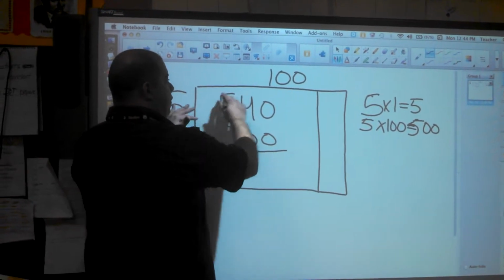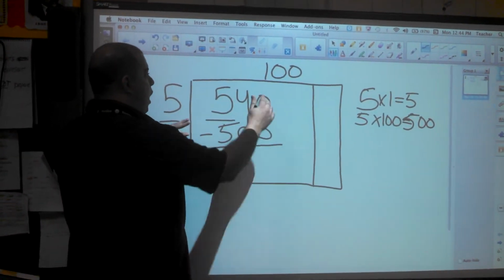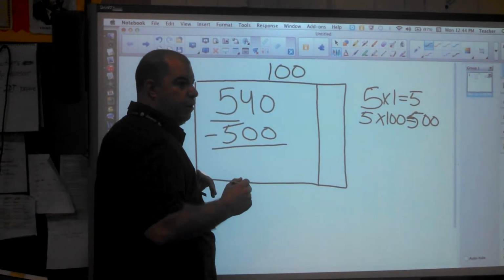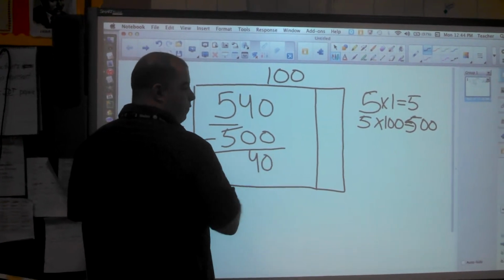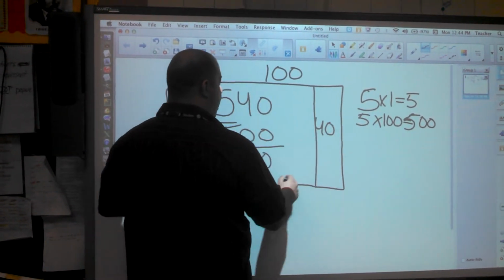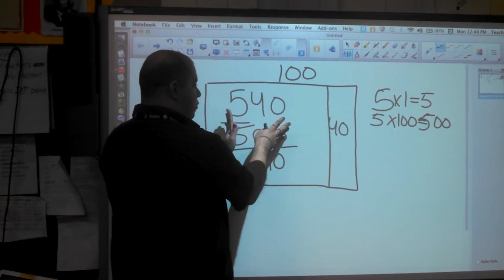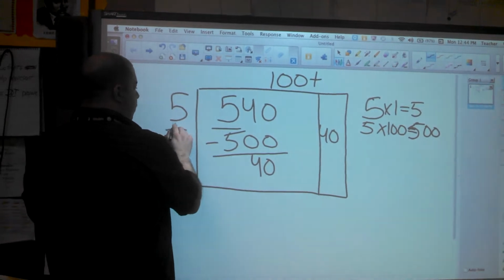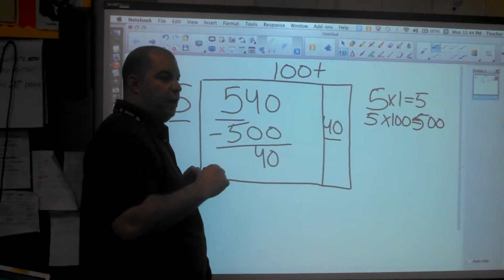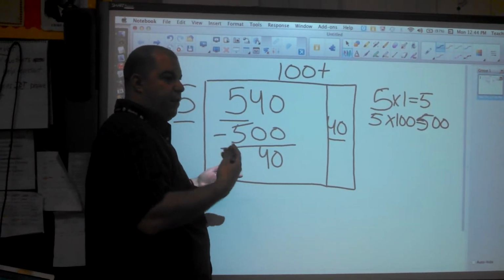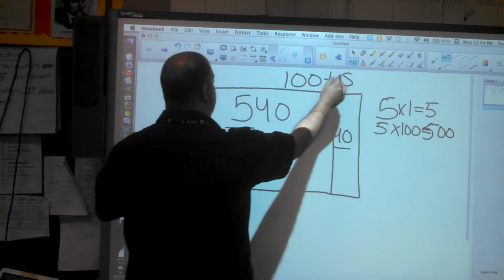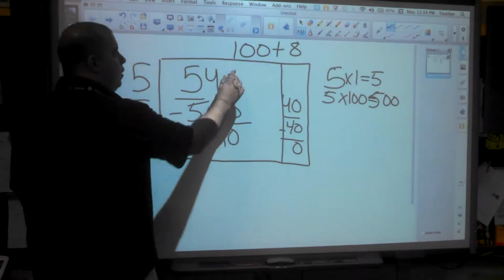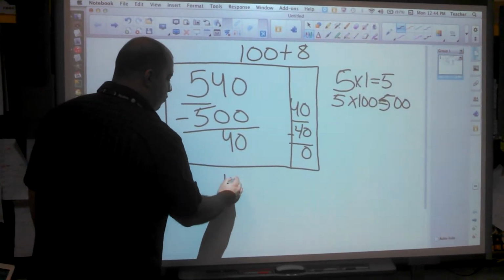What does that mean? That means that this whole thing is 540. However, this area that I'm chunking it into is only worth 500. That means that I subtract and have 40 left. And that means that of the 540, 500 is here and 40 is left there. 5 and 40 are our basic facts. And we think about our 5s, and we know that 5 times 8 is 40. So 8 times 5 is 40. Subtract, and they have nothing left. 100 plus 8 is 108.